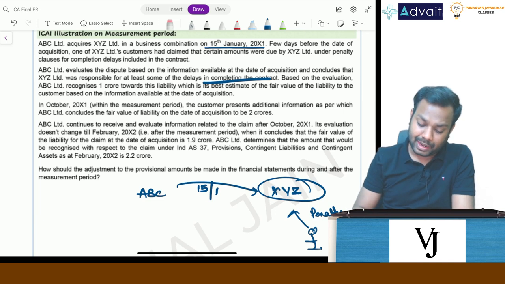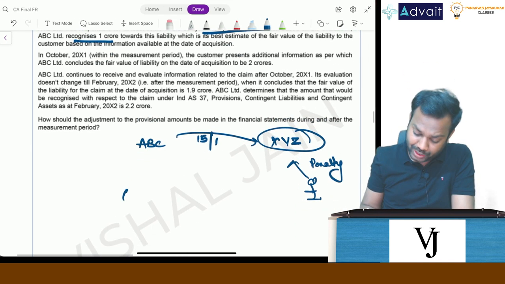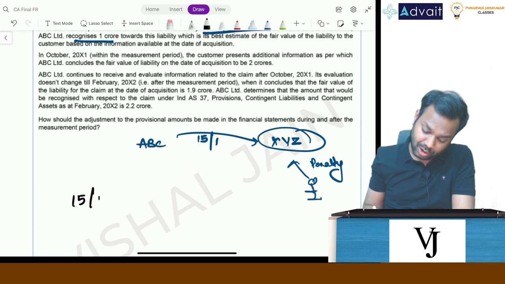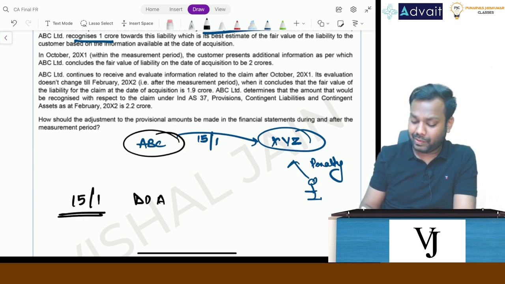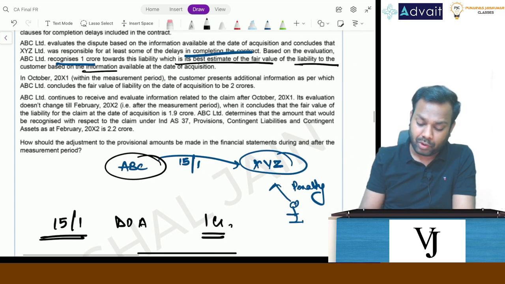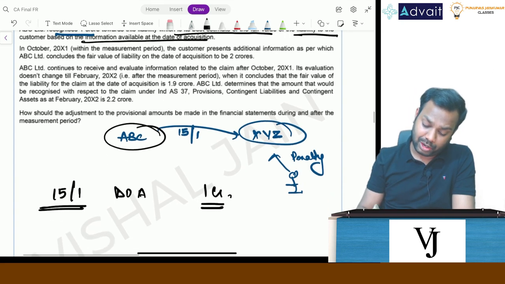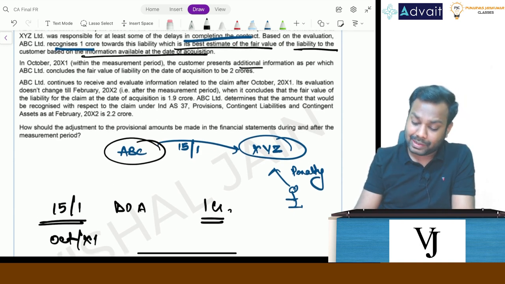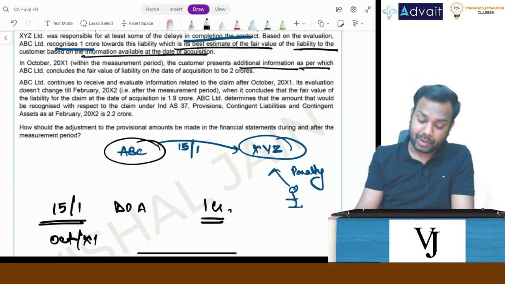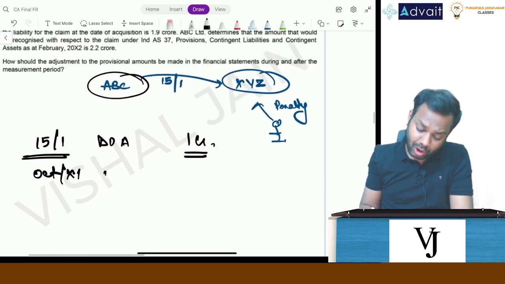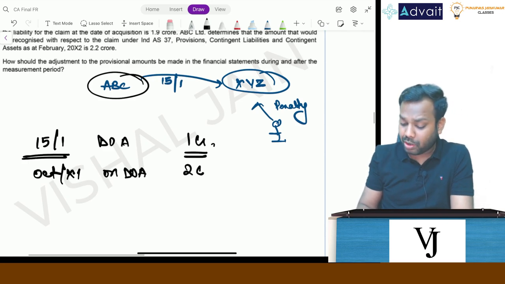Based on the evaluation, ABC recognizes 1 crore. So on the date of acquisition, that is on 15th of January, ABC thinks that XYZ has to pay 1 crore. Now which is the best estimate of the fair value of the liability to the customer based on the information available on the date of acquisition? In October 2021, within the measurement period, the customer presents additional information, as per which ABC concludes the fair value of the liability on the date of acquisition to be 2 crores. It says on date of acquisition, the fair value of the liability is not 1 crore, it's 2 crores.